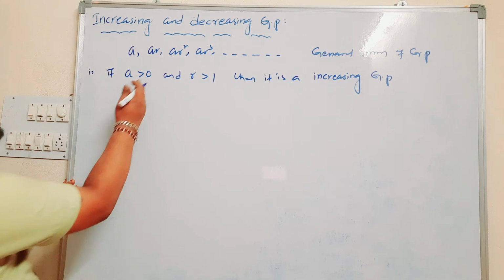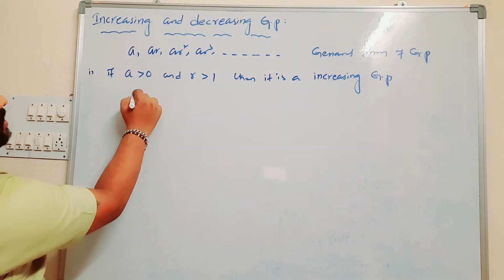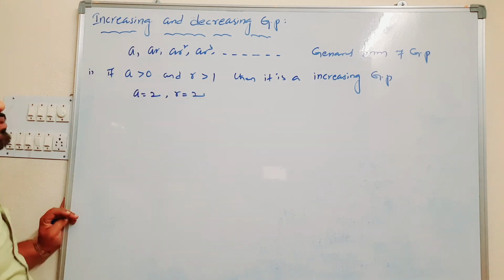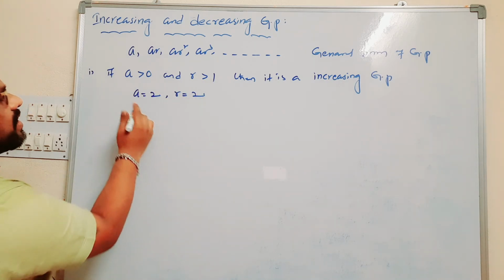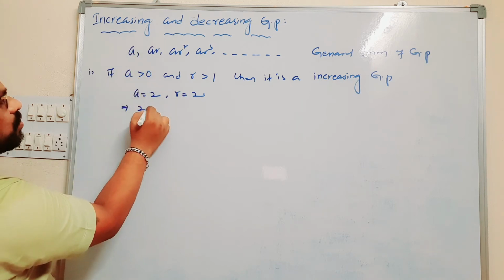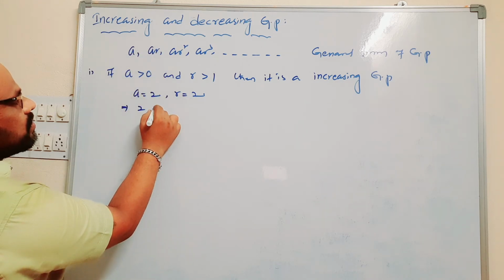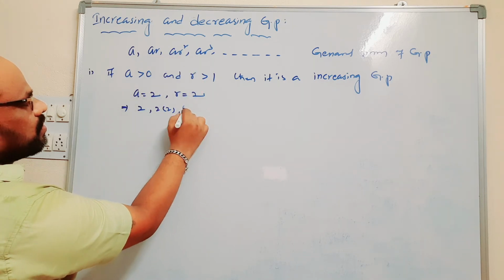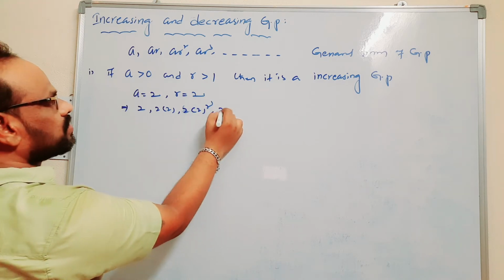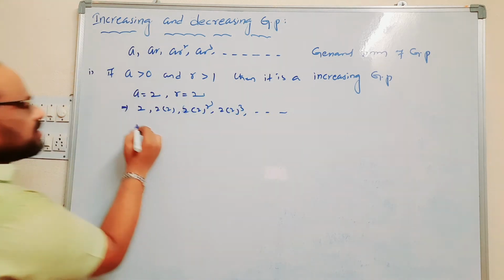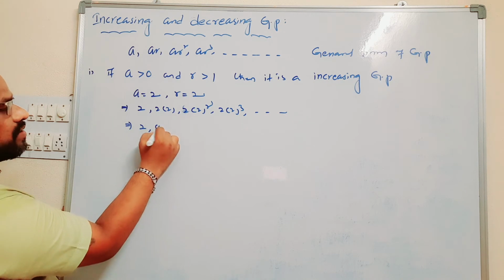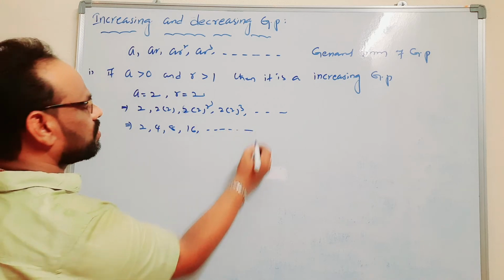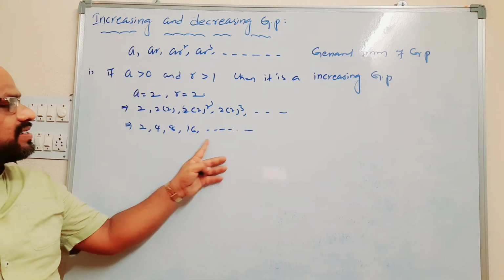Take one example, A is greater than 0, let us assume that A is equal to 2. R is greater than 1, take the R value as 2. Observe here the GP. A means 2, AR means 2 into R, 2 into 2, and AR square means 2 into 2 whole square, AR cube means 2 into 2 whole cube. Observe here, that is 2, 4, 8, 16 and so on.